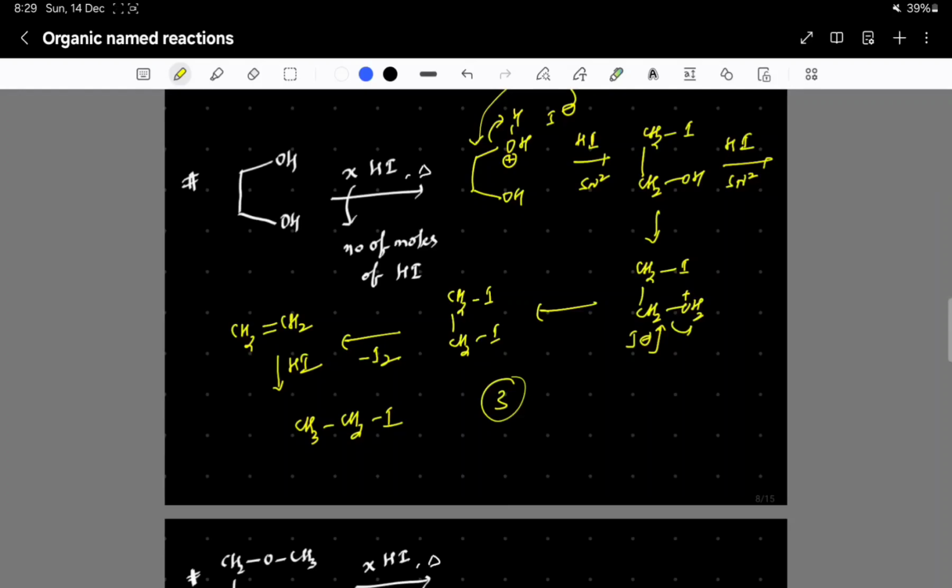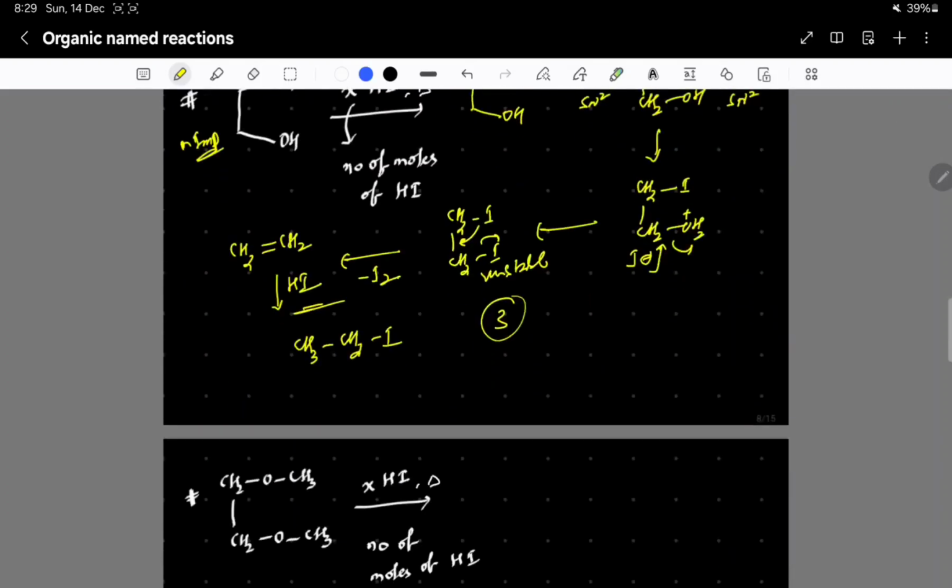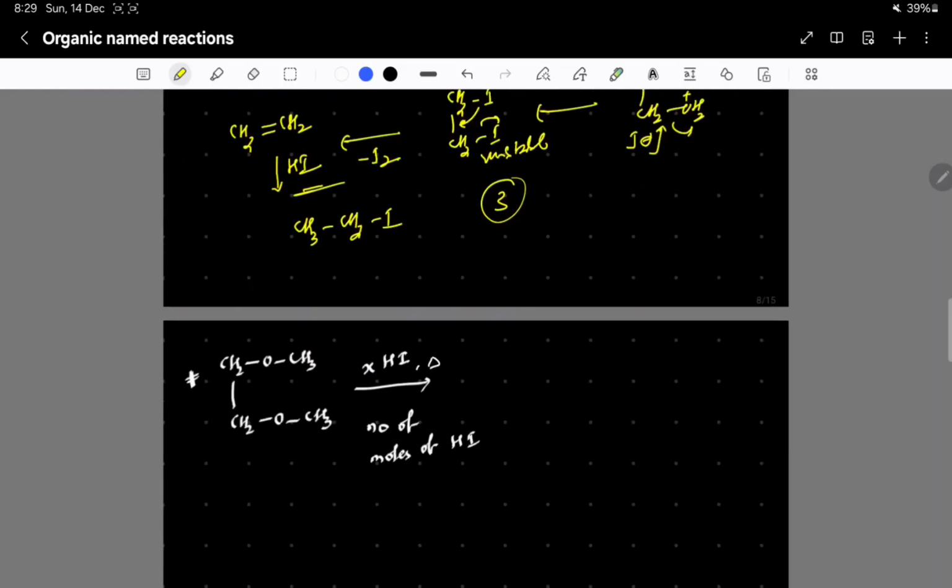So don't go for the answer 2 HI, because of these two iodines, vicinal iodines are there. Generally it is unstable only. This unstable form will simply lose iodine, one will leave and one will form a double bond. Then again one more HI is required for the formation of ethyl iodide, right? So this is also most important, so just practice. The number of moles of HI required is 3 moles of HI, right?